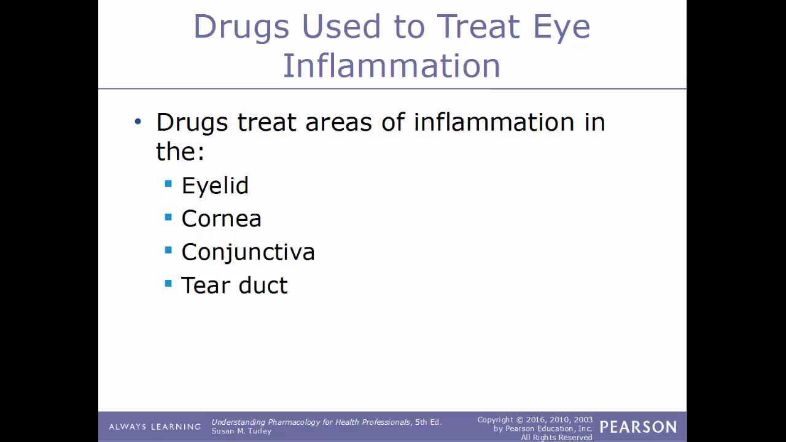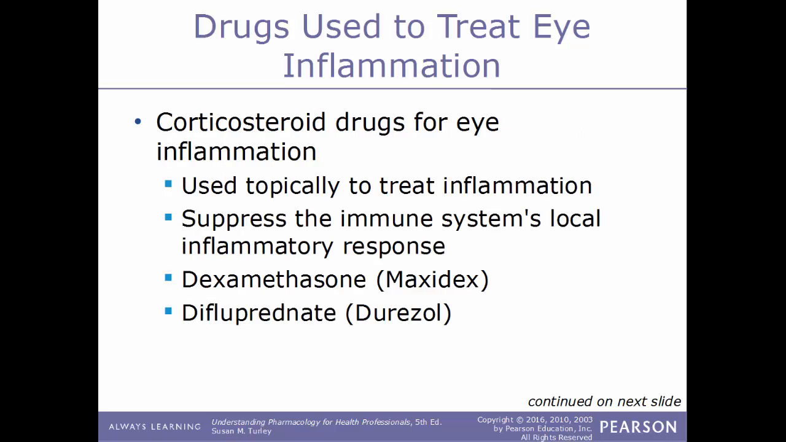Drugs that are used to treat inflammation within the eye treat the eyelid, cornea, conjunctiva, and tear duct. There are different classes of drugs that are used to treat eye inflammation. One type is a corticosteroid drug. These are used topically to treat the inflammation. They work by suppressing the immune system's local inflammatory response.